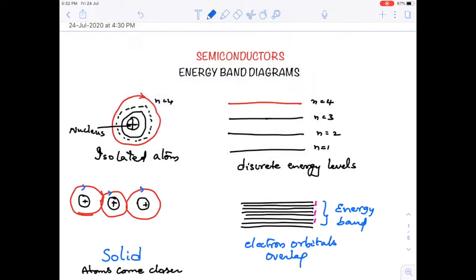This is an isolated atom. This is the nucleus, and these are the electrons which will be revolving in the orbits. So this is the outermost electron. Now each of these individual electrons will have different energies, and they are discrete energy levels. So n is equal to 1, n is equal to 2, n is equal to 3, n is equal to 4. This is according to Bohr's atomic theory. So all these individual energies of the electrons will depend on in which orbit they are revolving. So energy here will be different, energy here will be different for the electron.